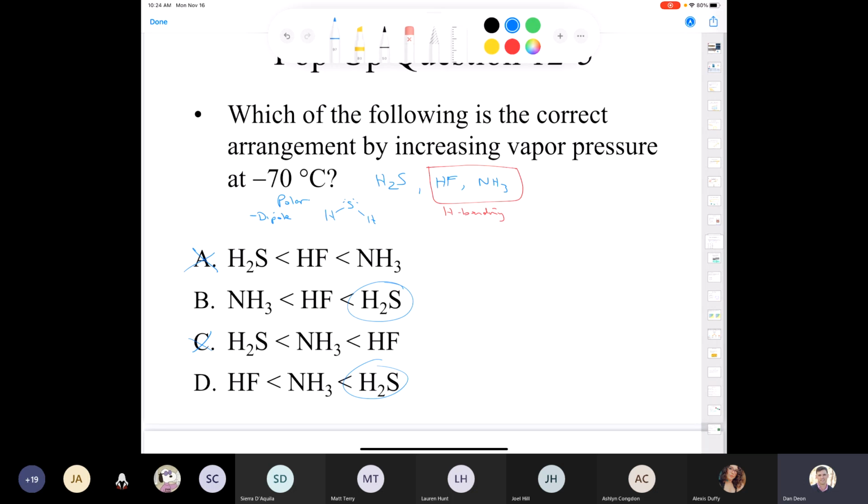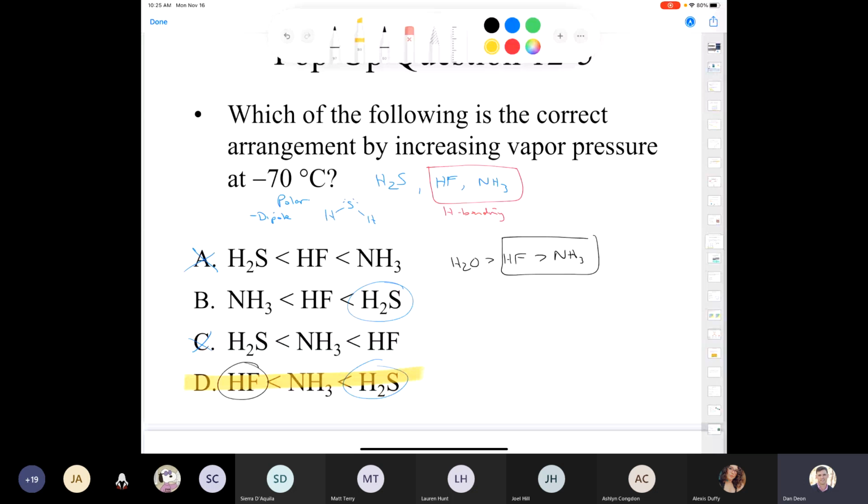Now, in terms of HF and NH3, we already looked at these earlier today, and I told you that you had to know that in terms of boiling point, water has the highest boiling point, HF has the next highest boiling point, and then ammonia is going to have the lower of those three. We looked at that on a figure earlier today. And so if I compare HF and NH3, HF is going to have the highest boiling point, and so it's going to have the lowest vapor pressure at minus 70 degrees Celsius. And so my answer is D.